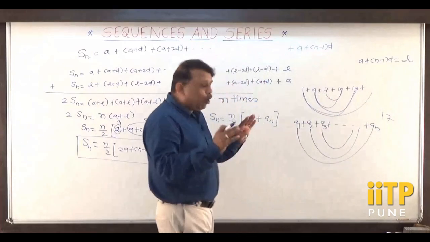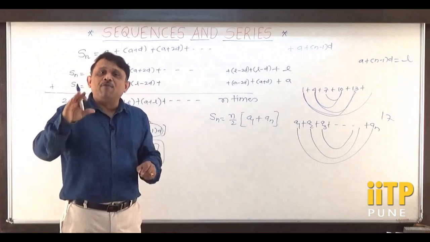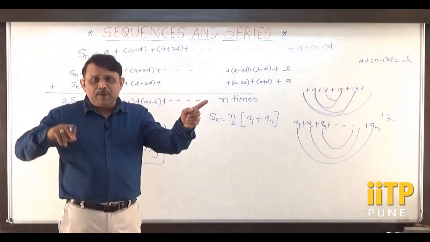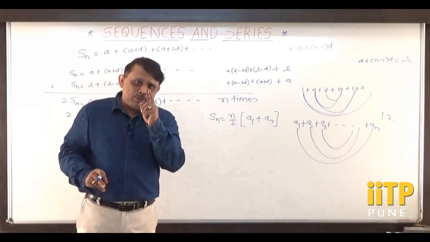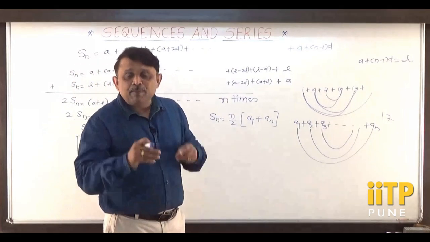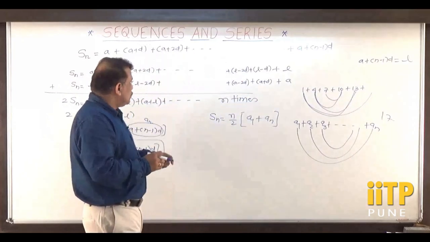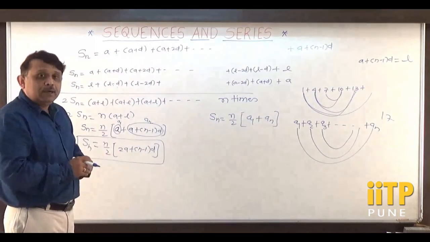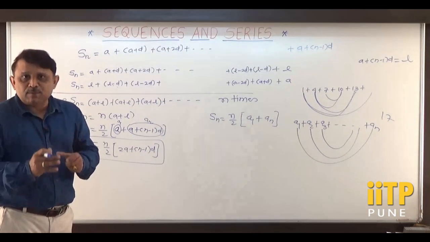So this always happens whenever we write n terms of an AP: first term plus last term is always equal to second term plus second last term, which is equal to third term plus third last term. This way it goes on and on. So this is all about the AP, the nth term and the sum of the first n terms of an AP.